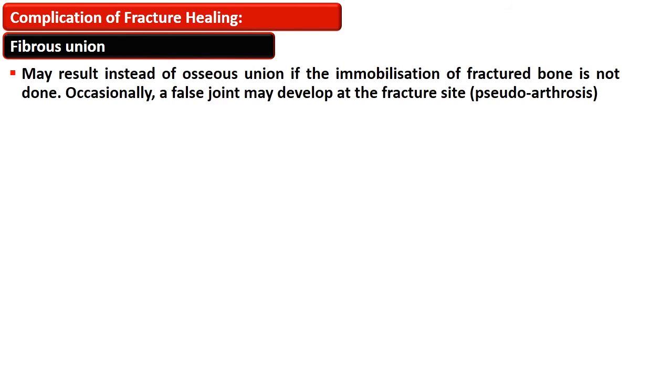Now the complications of fracture healing. One is the fibrous union, in which there is failure of the osseous union. There is lack of immobilization of the fractured bone, and it will result in appearance of a synovial-like membrane at the fracture site, which results in pseudoarthrosis.